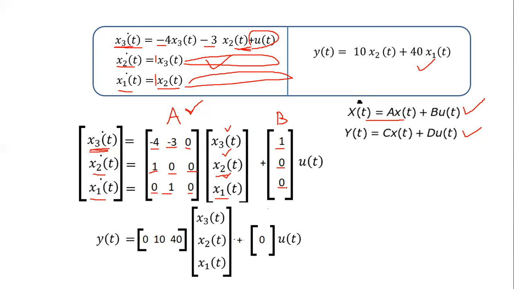That equation we call the state equation: x dot of t is equal to A into x of t plus B into u of t. From this equation, we identified the A and B matrices. This is called the state equation.